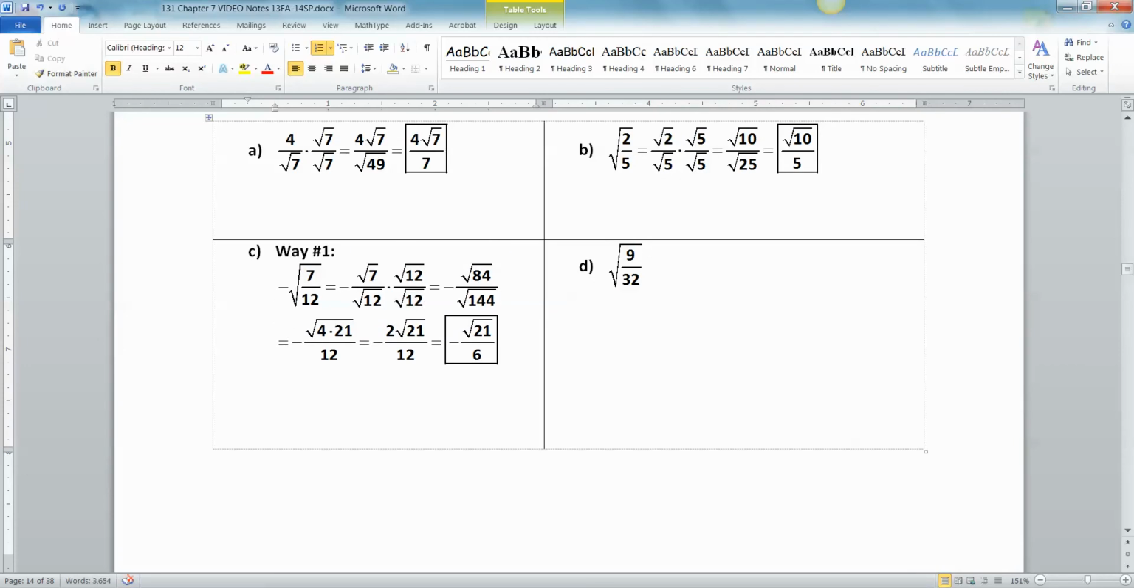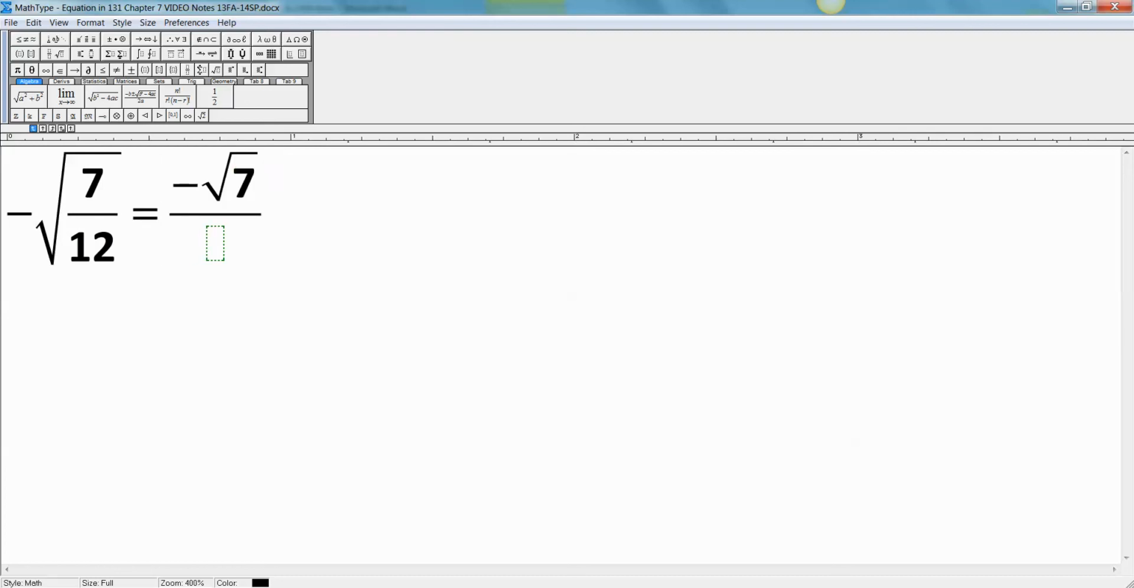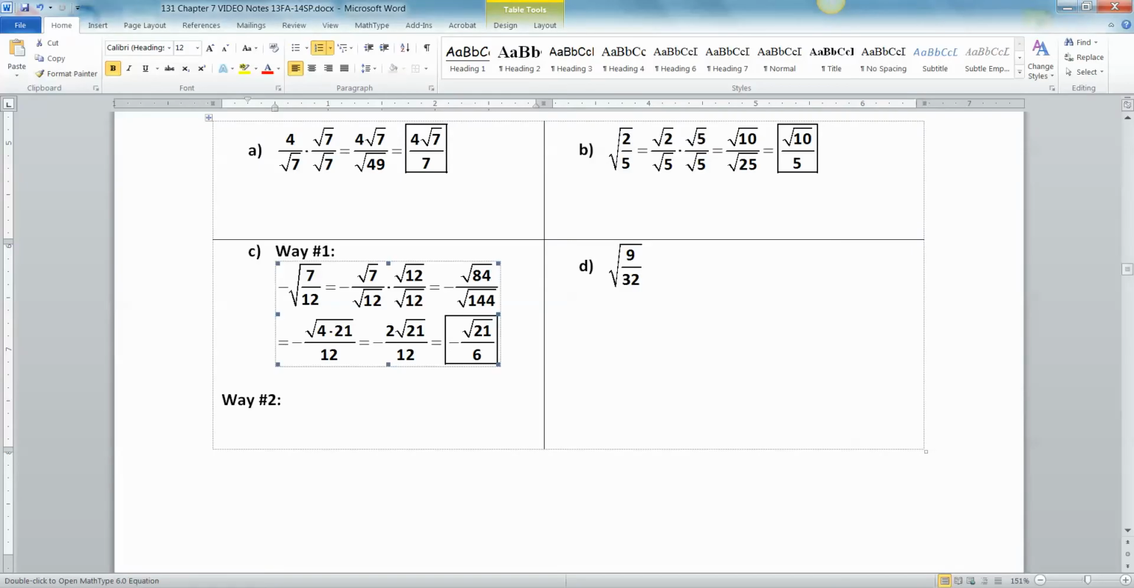All right, so let's do a faster way. Way number 2. Okay, so I could say it was negative square root of 7 over 12. We all know that that's negative square root of 7 over square root of 12. It doesn't matter if the negative's out in front or up in the numerator. It doesn't really make any difference. Put it in the front if you like. And think, okay, I'm not going to do 12. 12 left me with this mess. When you did 12, you had to do all the simplifying stuff.